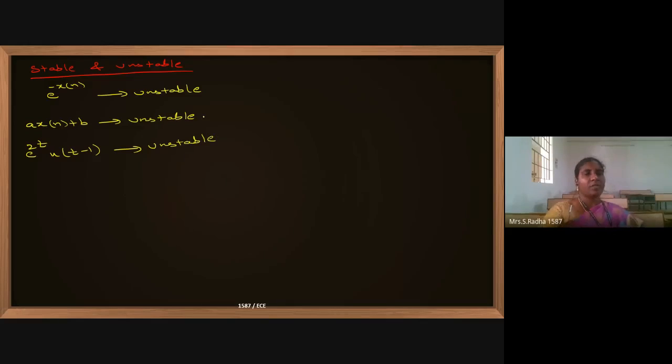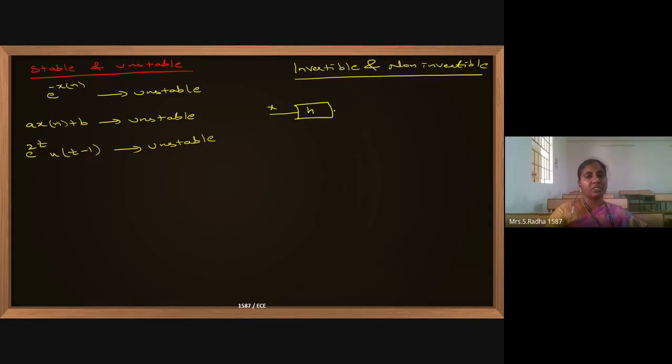Okay. So we have another topic called invertible and non-invertible systems. If you have input x, the system behavior is h, and the output is y. If you can connect another system, h inverse, and the output you get is the same as the input, then it is called an invertible system.